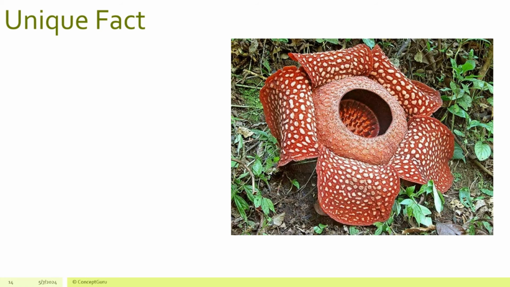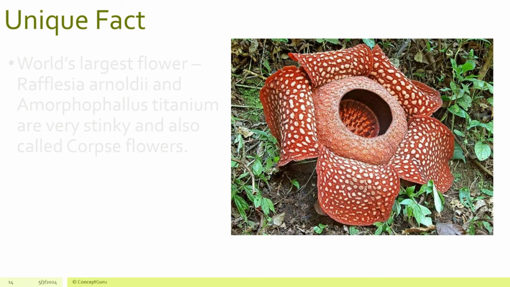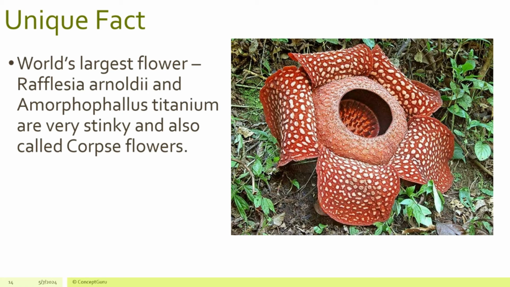Now, the world's largest flower, Rafflesia arnoldi, and Amorphophallus titanum, are very stinky and are also called corpse flowers. They attract flies around them that pollinate the plants. Interesting, isn't it?